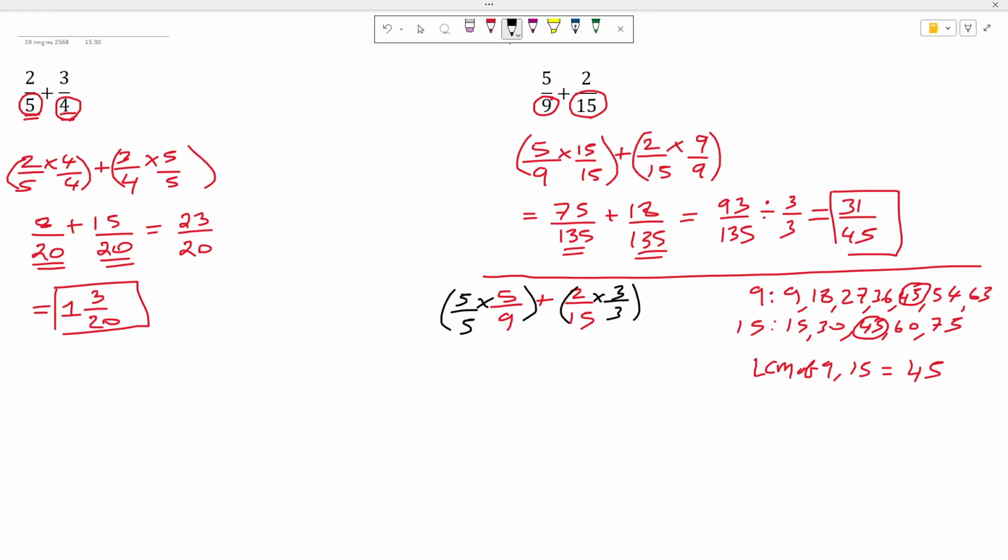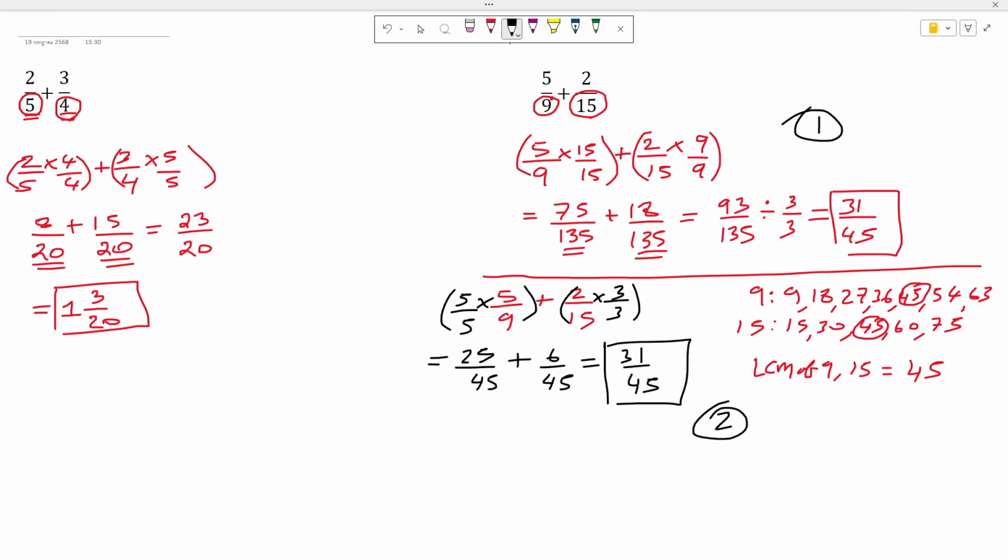And once you have reached this stage, we can go ahead and multiply them. So we have 25 over 45 plus 6 over 45, which is equal to 31 over 45. Now, whichever method you do, guys, if you choose the first method or the second method, the final answer is going to be the same. Just know that if you use the butterfly method, just make sure once you get the final answer, just have a look at it and check if it can be simplified anymore.